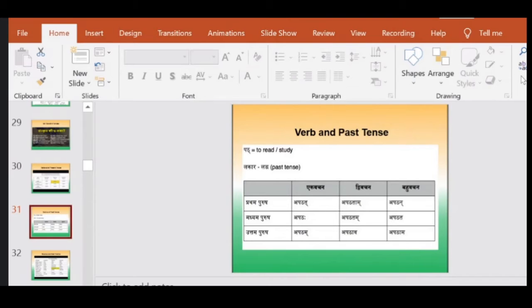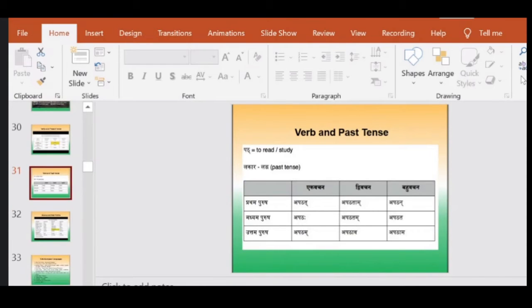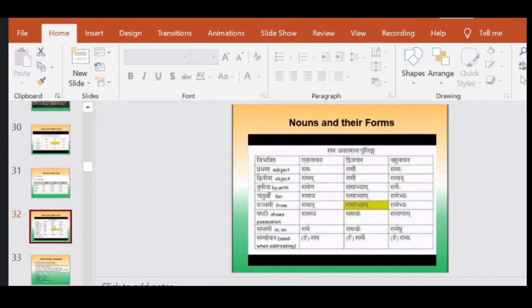So if you take all the tenses, 10 tenses together, each root, whether it is pat or vad or gach, will have 90 different forms. Can you imagine any language like that? So scientifically designed and with very precise expression.